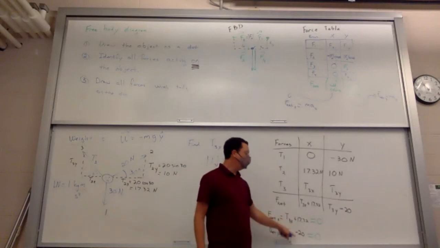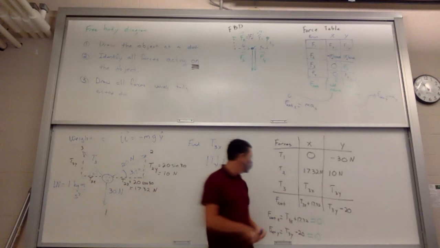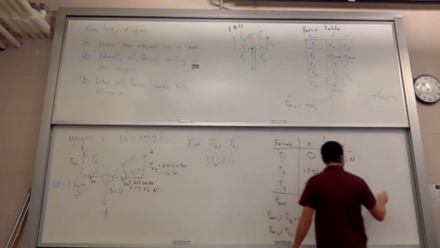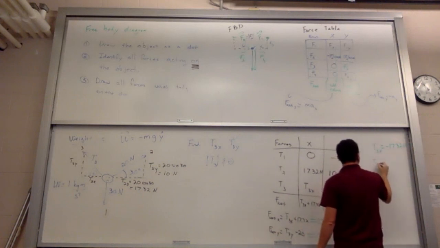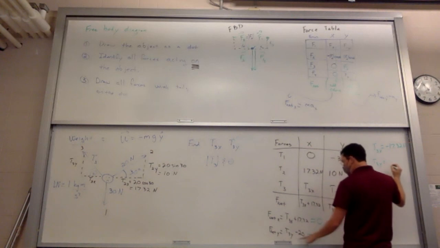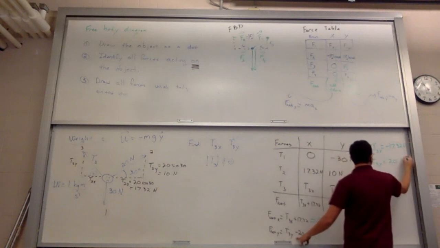Now I have two equations and two unknowns. It's just algebra. It's just math at that point. And I learned just from solving that equation that T3 in the x direction is negative 17.32 newtons, and T3 in the y direction is positive 20 newtons.